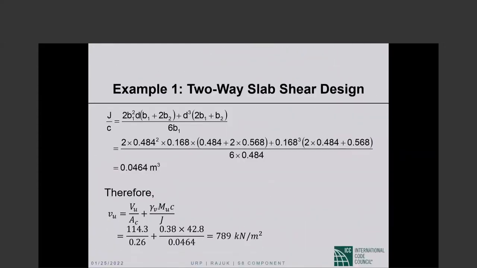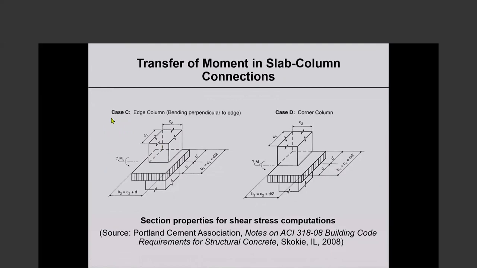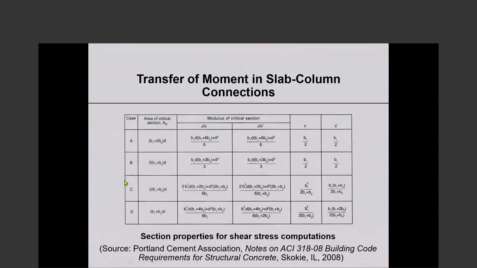Now J over C, I copied them again. So J over C, we have an edge column perpendicular to the edge. So we are talking about case C. For case C, J over C is given by this expression, 2b1 squared d, etc.